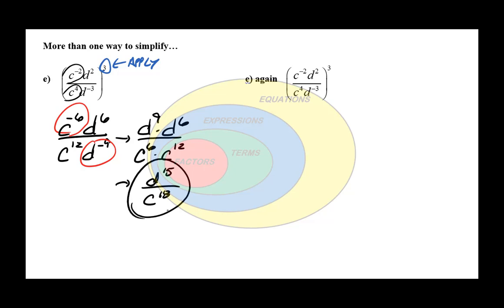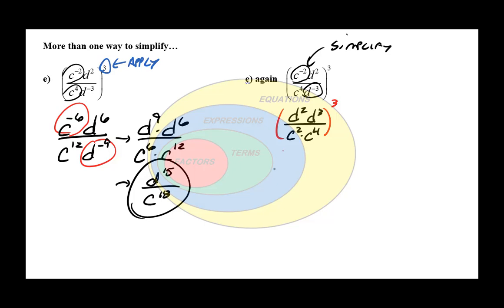So again, we could apply that outside power first. But the second way we could do this is by looking inside the fractional factor, and simplifying inside first. So if we simplify inside first, then we can convert all of the negative exponents to positive. So c to the negative 2 would be in the denominator as c squared. D squared would stay on top. C to the 4th would stay on the bottom. And d to the negative 3 would go to the numerator as d cubed.